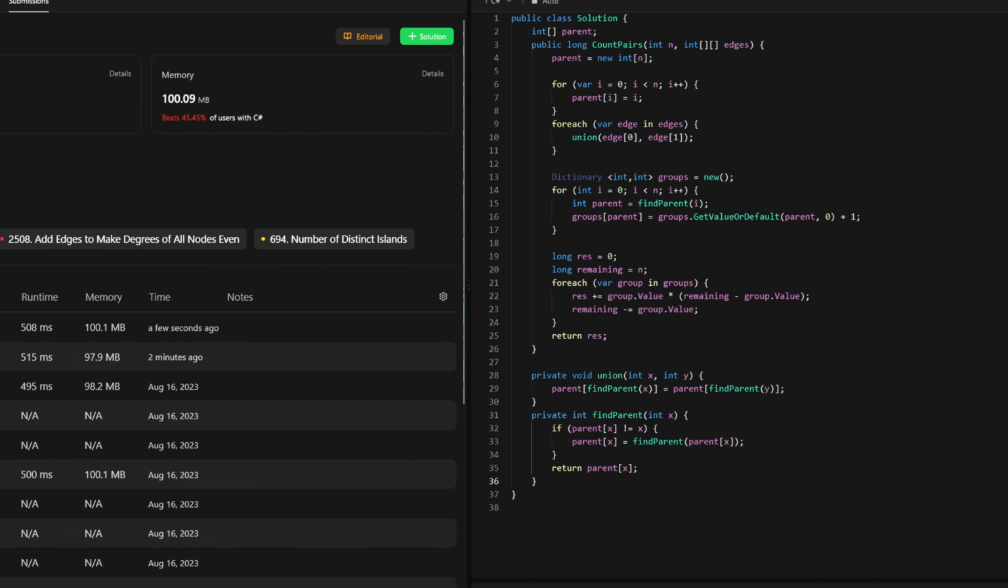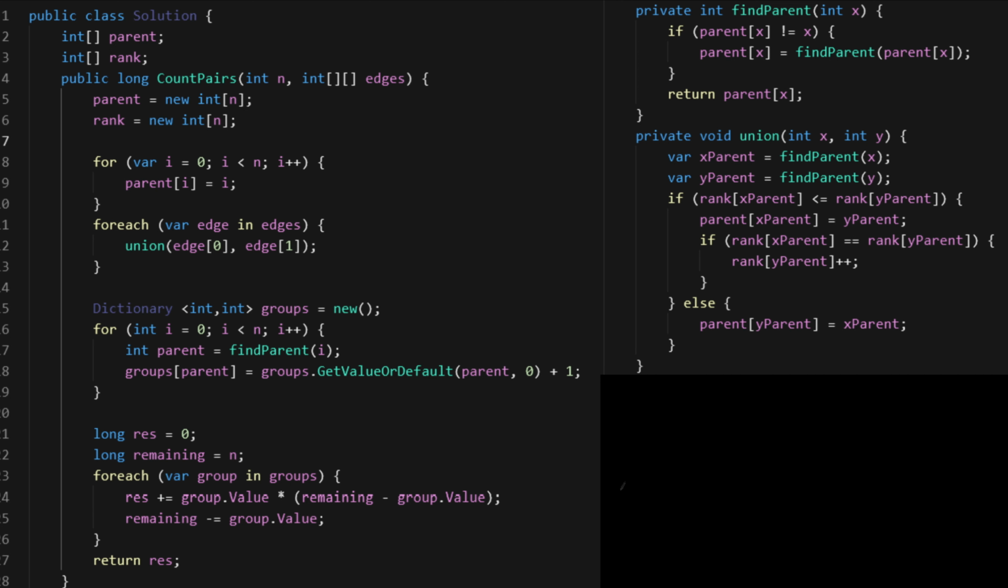And it looks good. Okay, like other videos, I have also included the weighted version of union find for this question. Again, the only modification here is I introduced the rank array. And also, I modified the union function.